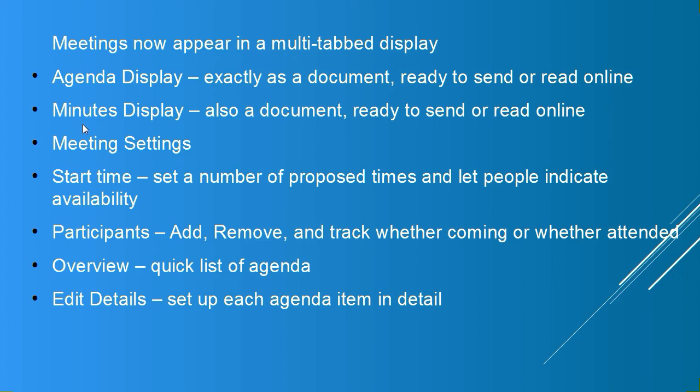They're just always there. There's the meeting settings like before, the start time like before, the participants like before, but they're separated out into their own tabs. The overview gives you sort of one view of all of the agenda items, but the edit details is where you can go into each agenda item and set up the details of that. Give it a try. I think you're going to like it.